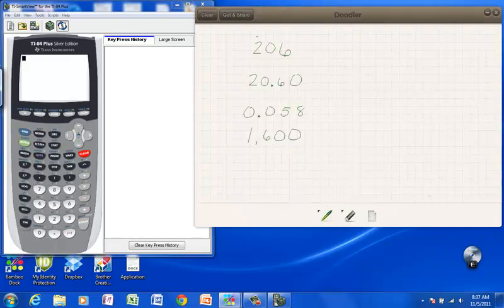Okay, so we know that any number 1 through 9 is automatically a significant digit. So the 2 and the 6 are significant digits. Anytime a 0 appears between two significant digits, it's automatically a significant digit as well. So 206 has 3 significant digits.